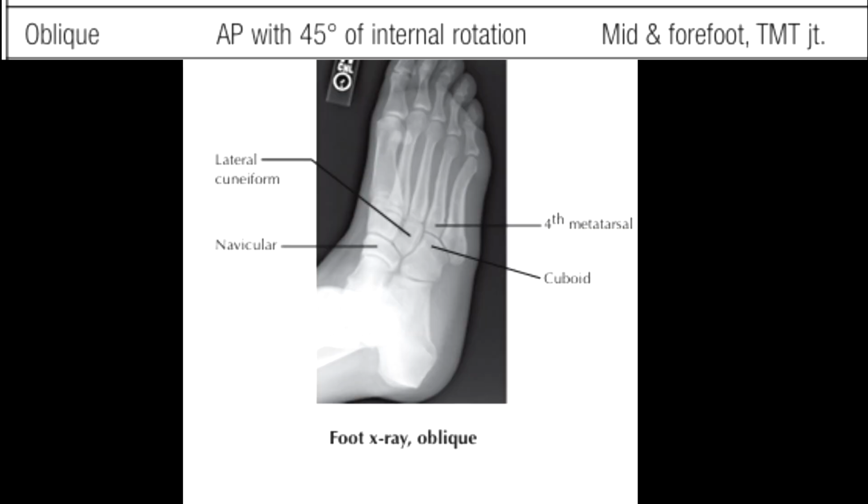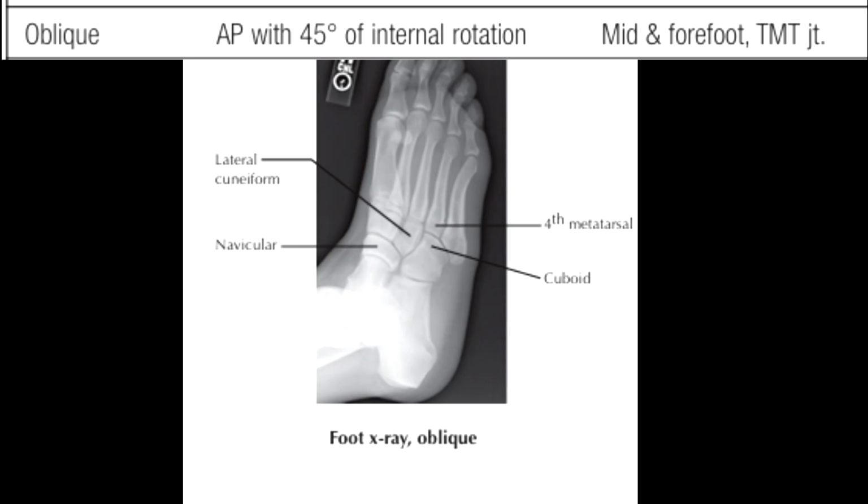The oblique radiograph of the foot is obtained with the foot internally rotated about 45 degrees. This projection highlights the midfoot and forefoot structures, particularly the articulations between the metatarsals and the cuneiforms and cuboid. Notice in this image how the fourth metatarsal aligns with the cuboid.